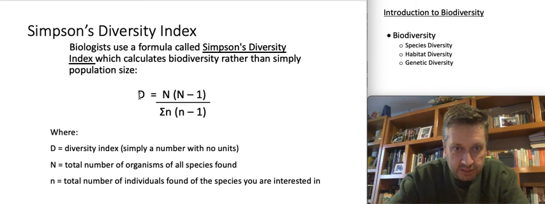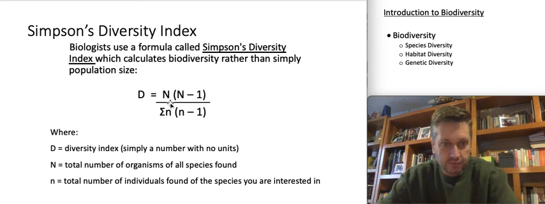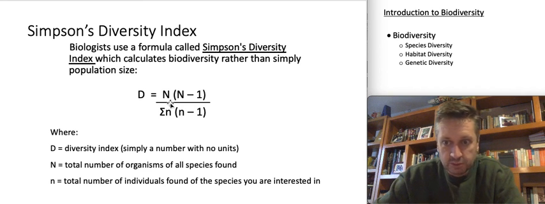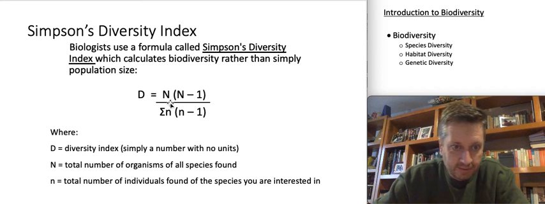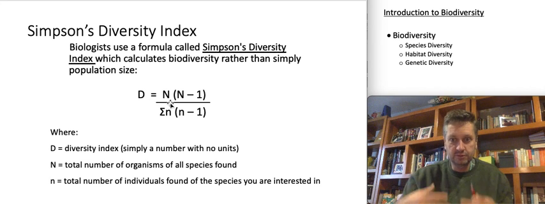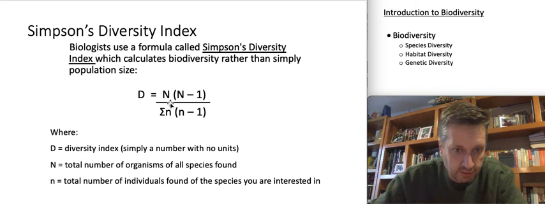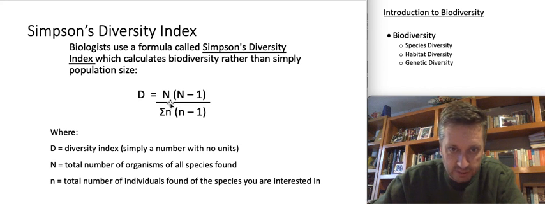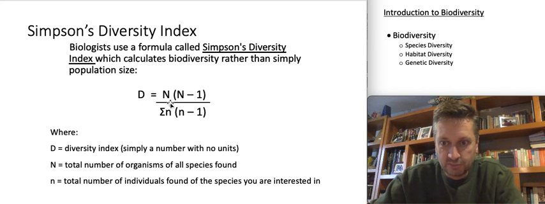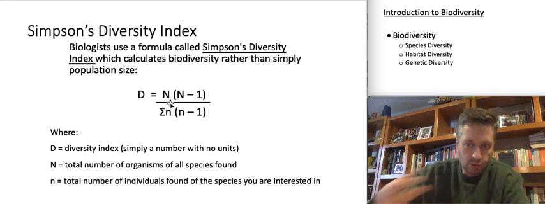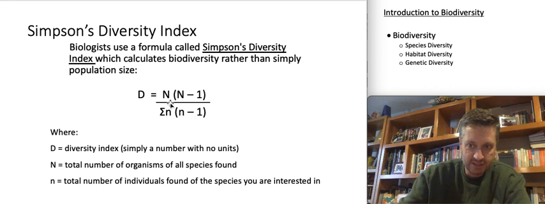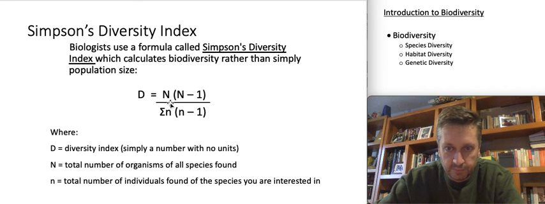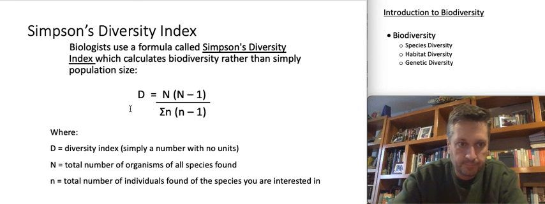D, or Simpson's index, equals the total number of organisms that you find multiplied by itself minus 1, divided by the total number of individuals found of one species you're interested in across all of your quadrat sampling, multiplied by itself minus 1. I won't go into that now, but if you can't remember exactly how to use Simpson's index, please can you go back to topic 2 and just go back over that again.